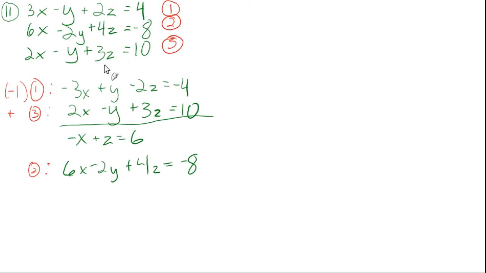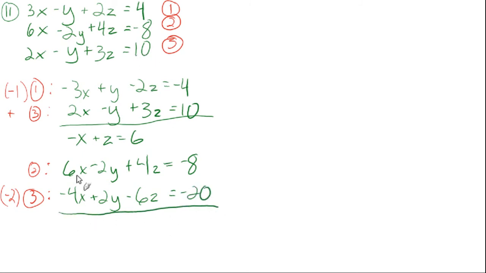And then we're going to use equation 3, but we're going to change it a little bit. We're going to change it so that this y will cancel out with this y term. And we need this to be a positive 2y, and it'll cancel out with a -2y. So we need to multiply this equation by a -2 so that this will be a positive 2. Okay, so -2 times equation 3, and that will give us a -4x and a positive 2y and a -6z and a -20.